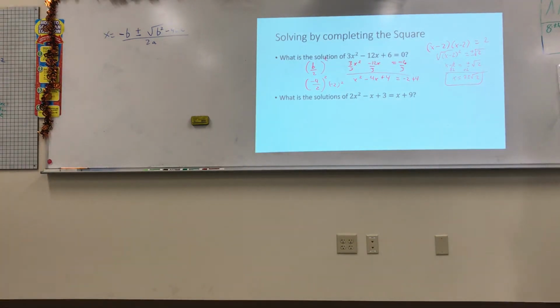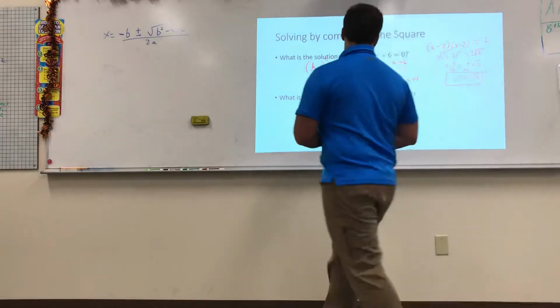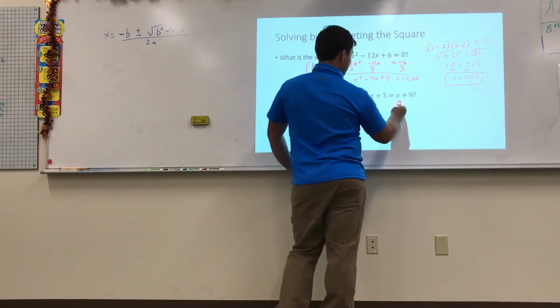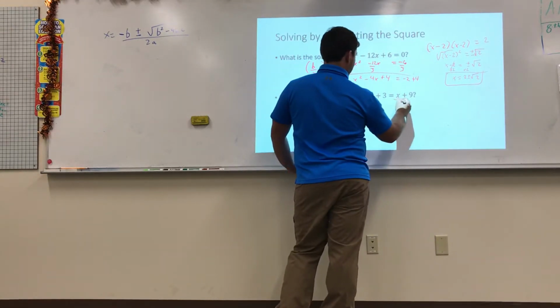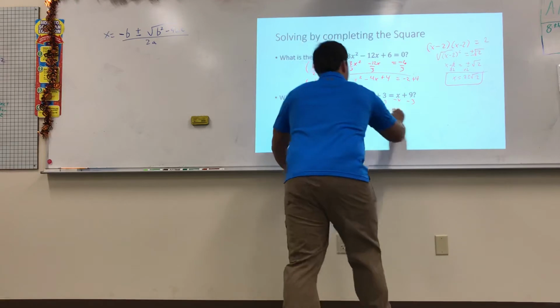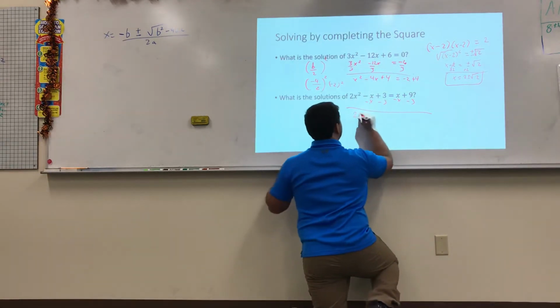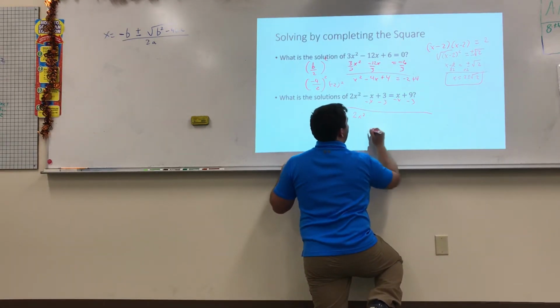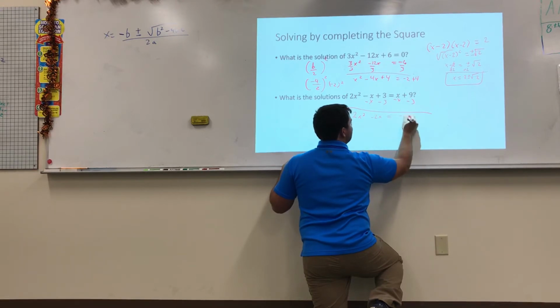Okay, here we have something similar to that. The only thing is, first thing I'm going to do is I'm going to minus x here, minus x. I'm going to minus 3, and I'm going to solve. I'm going to get 2x to the second minus 2x equals negative 6 over here.